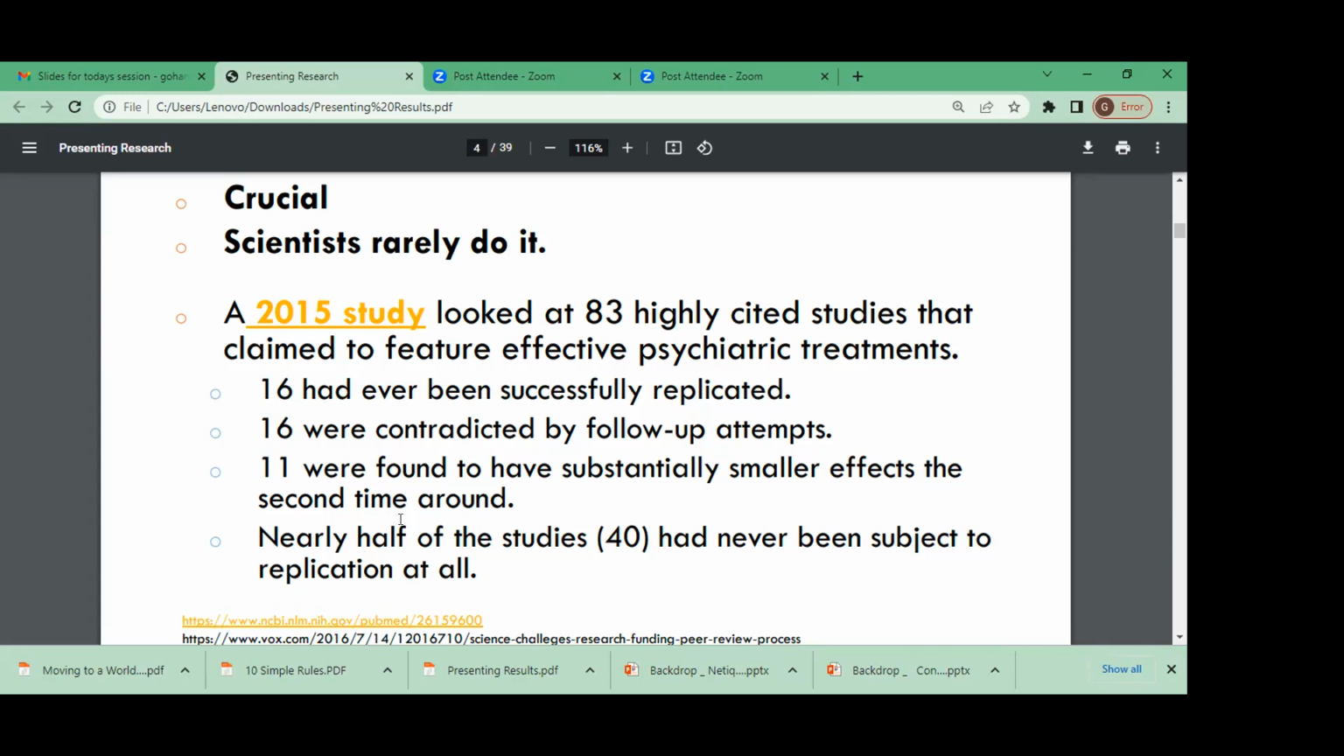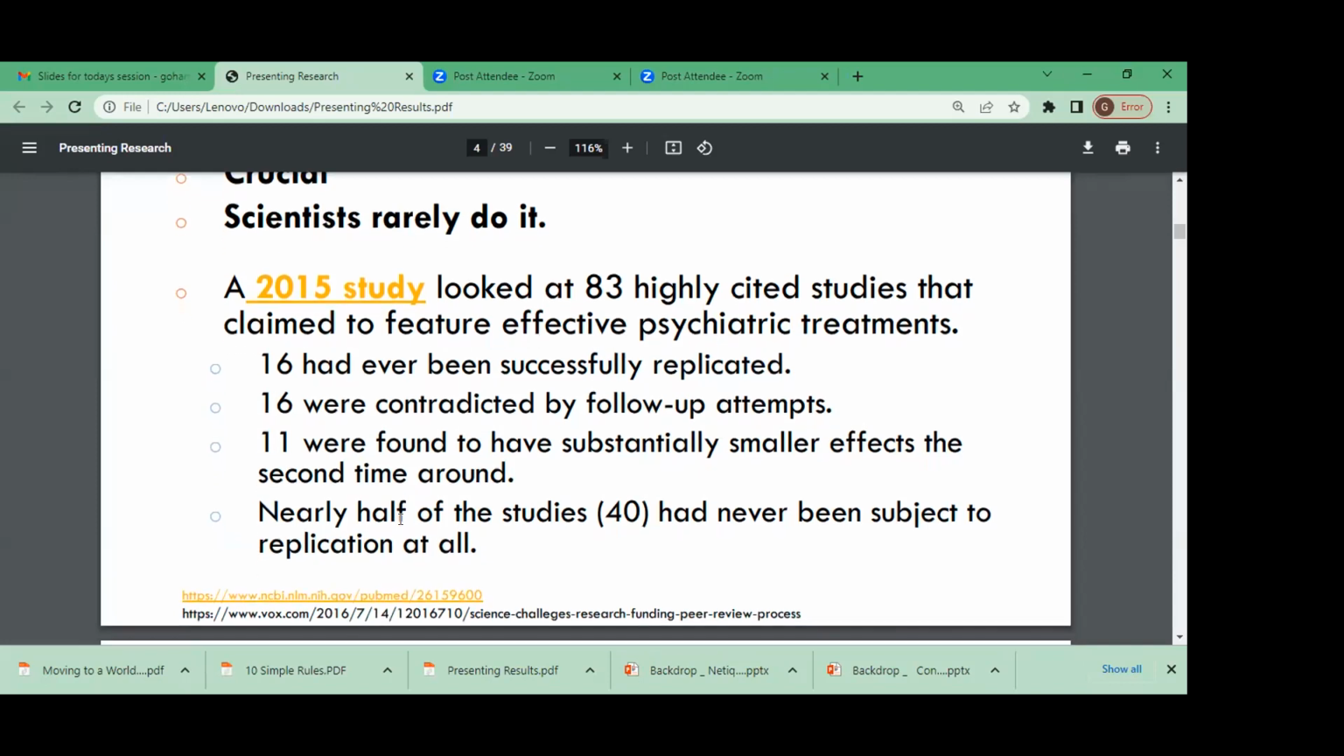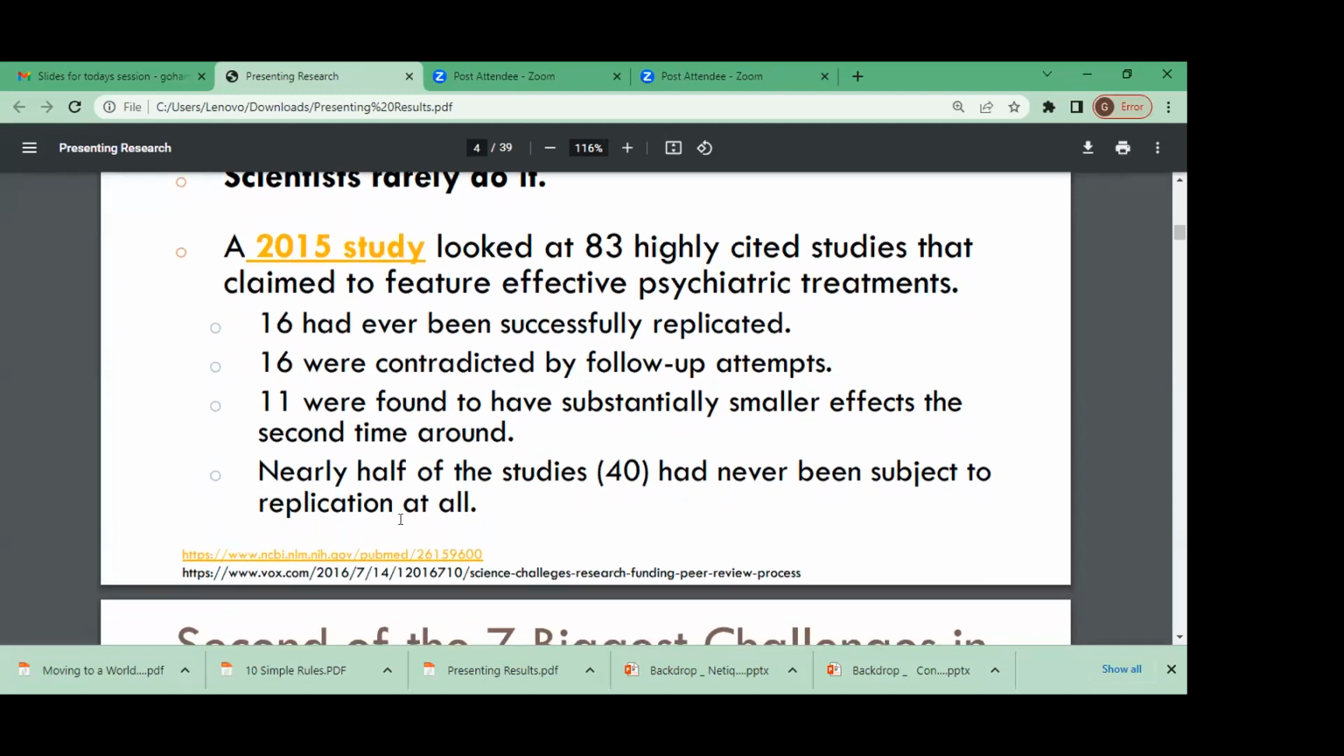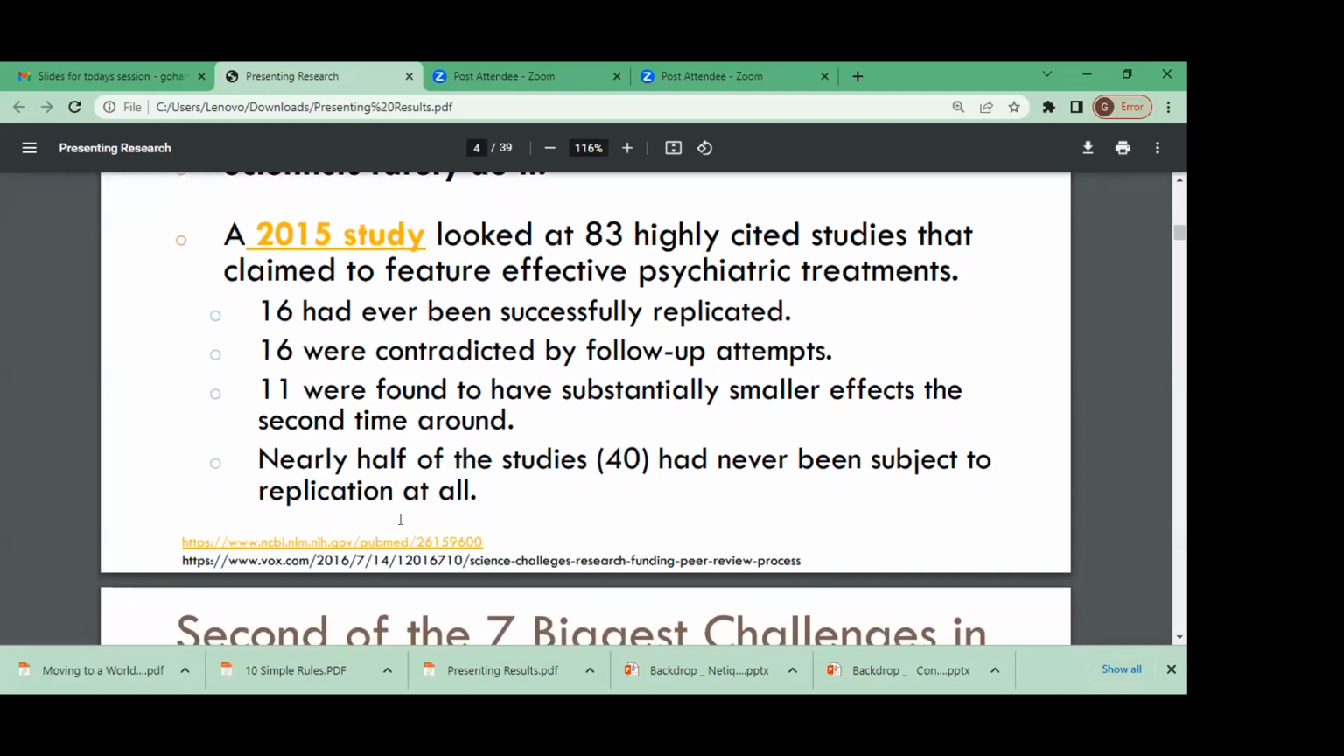So they were not being able to reproduce the same results, and 11 were found to have substantially smaller effects that second time around, and nearly half of the studies had never been subject to replication at all. So I understand, and I've shared it in my earlier talk as well, that I've seen people asking, oh, well, what new have you done in your research? Please know this, research is not always finding something new, but research is also about confirming the existing theory.